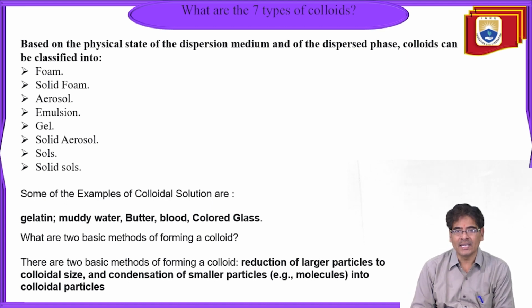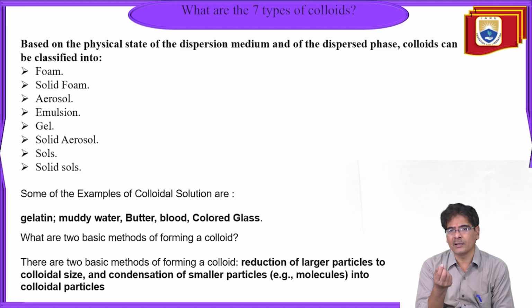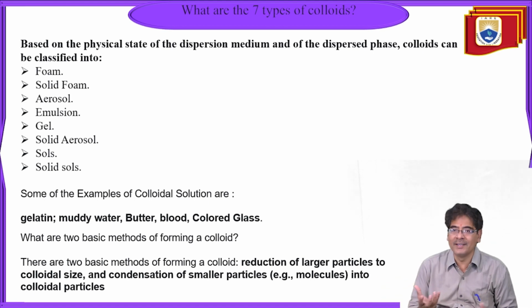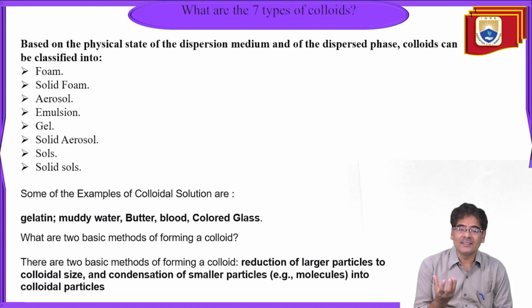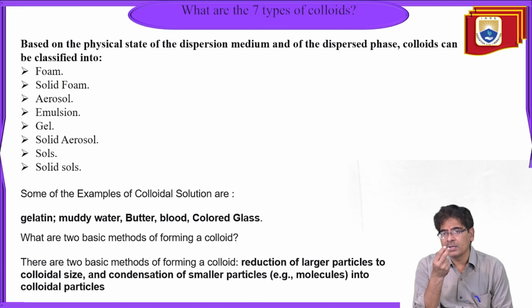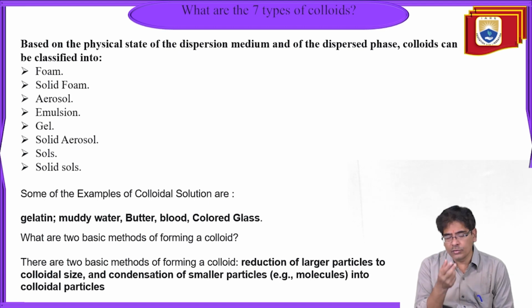One is gelatin, and then muddy water. Muddy water means water that we take from mud. And another is butter. Butter, we know, right? And the blood, which sometimes has different types, thick blood and thin blood, right? So that is some of the colloidal solution, blood, right? And another is colored glass, right? So these are the different examples of colloidal solution, right?